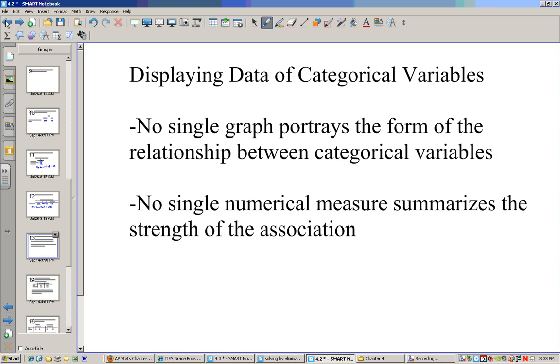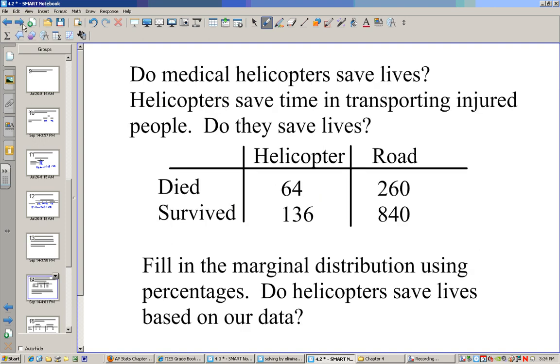All right, so displaying data of categorical variables. No single graph portrays the form of the relationship between the categorical variables. No single numerical measure summarizes the strength of that association. All right, now the next few slides are an example of a paradox.